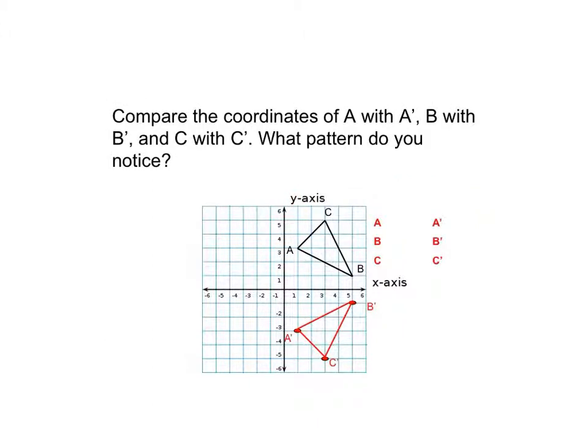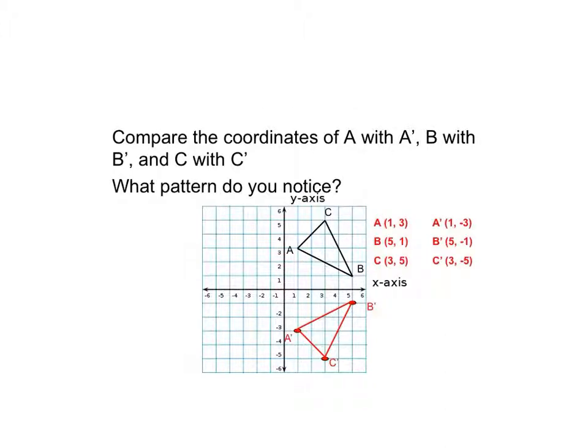Write down the ABC and this A'B'C', and write down the points for each one, the coordinate points. For example, for A, it's 1, 3. Finish it for all 6 points. Hopefully you got 1, 3, 5, 1, 3, 5, and then 1, -3, 5, -1, and 3, -5.